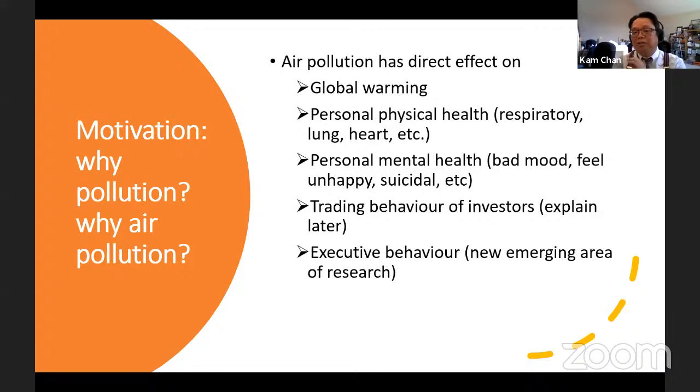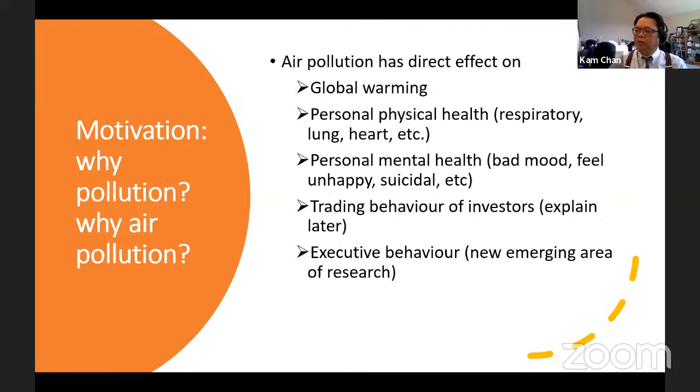The next one is a little bit less visible, but it is still documented in the science and health literature. If you live in a bad air pollution environment, you have a bad mood, you don't feel happy, sometimes in extreme cases suicidal, and bad temper, like that. A lot of the time, because you can't breathe, all of this triggers a lot of mental issues.